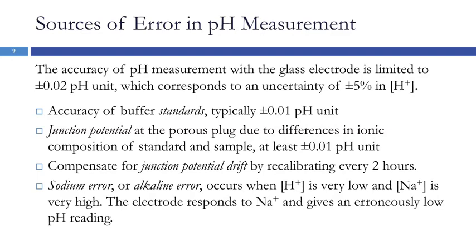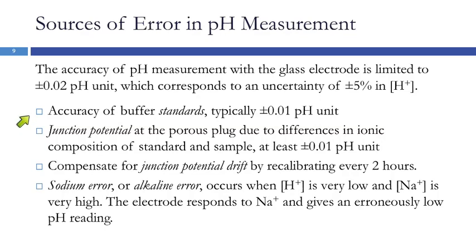Of course, there are sources of error in pH measurements. The accuracy of a pH measurement using a glass electrode is limited to about plus or minus 0.02 pH units. That's a best case scenario. That would correspond to uncertainty of plus or minus 5% in the hydrogen ion concentration. So for most purposes, that's fine.